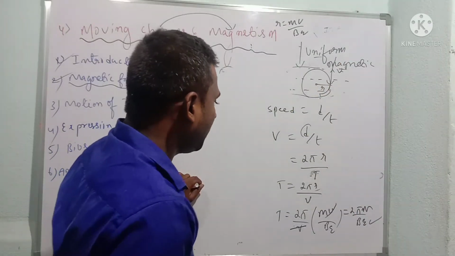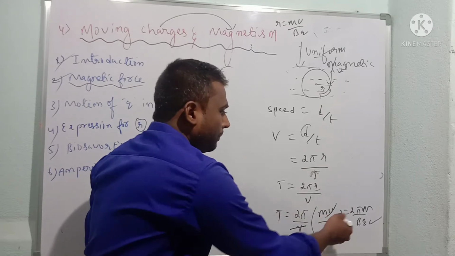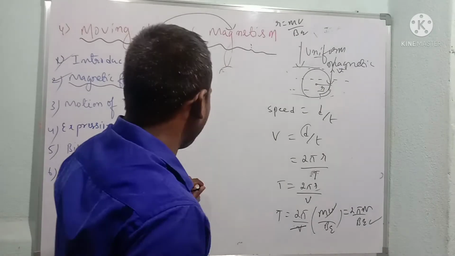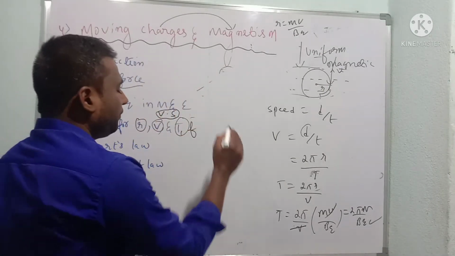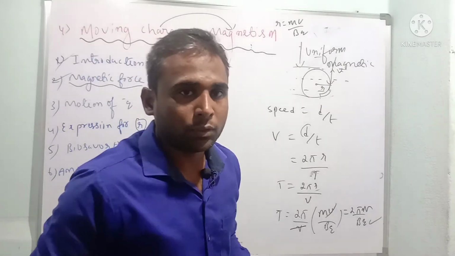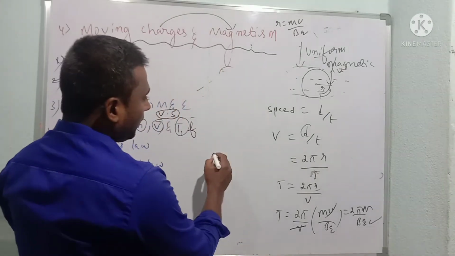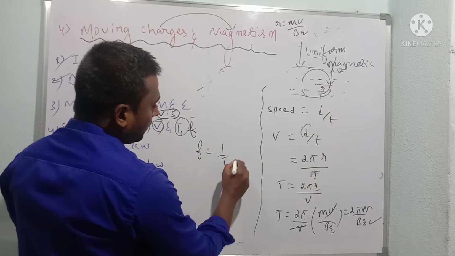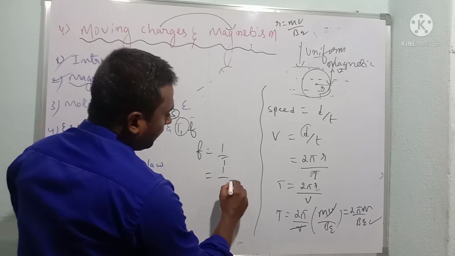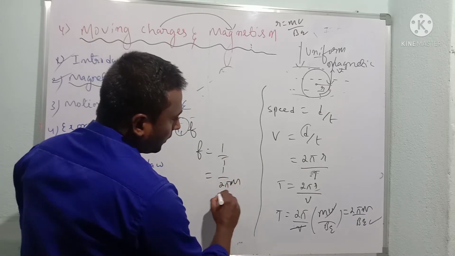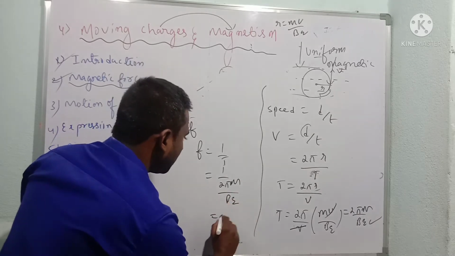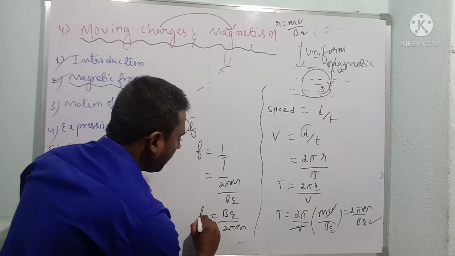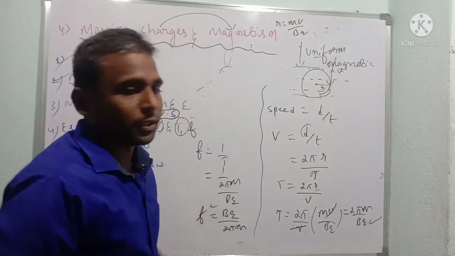Next, this is the time period, the time taken to complete one revolution around the circular path. So let us go for frequency. Frequency and time period are inversely proportional to each other, so we can write directly, note down, f is equal to 1 by T. So it becomes 1 divided by 2 pi m by BQ, which is BQ by 2 pi m. This is the frequency of electrons. Please note it down.